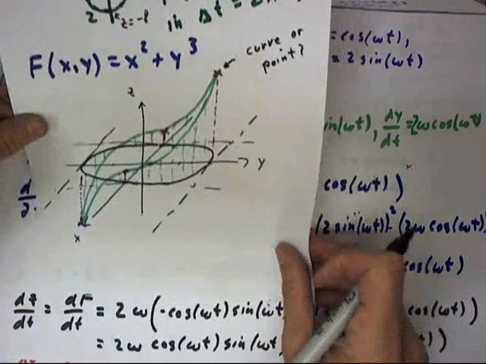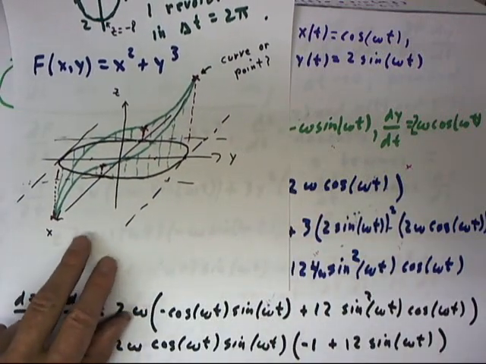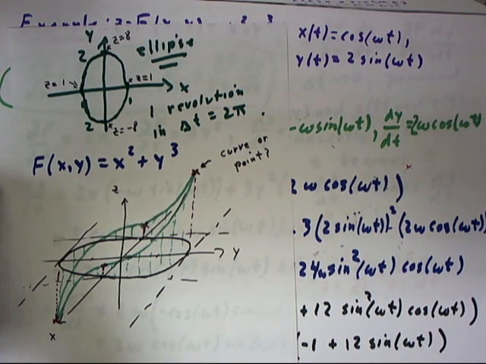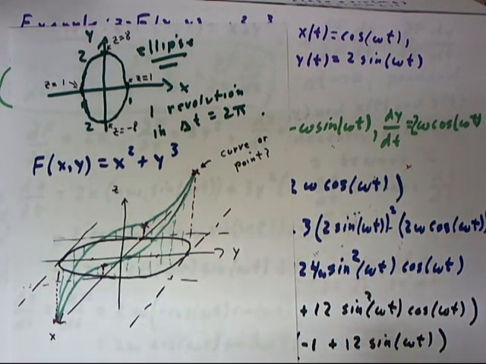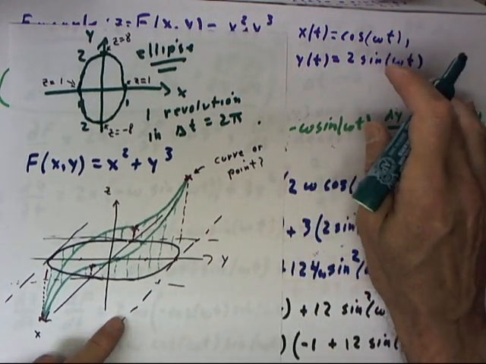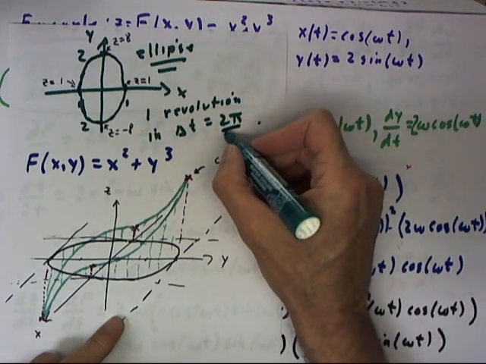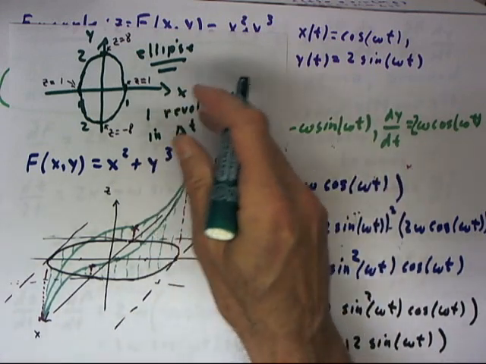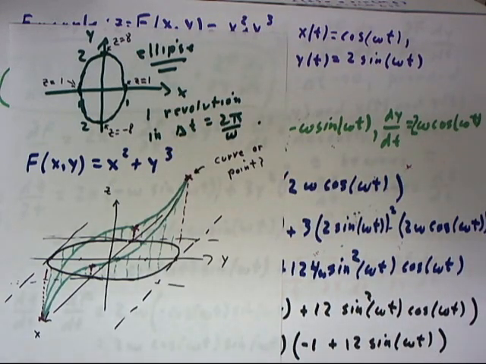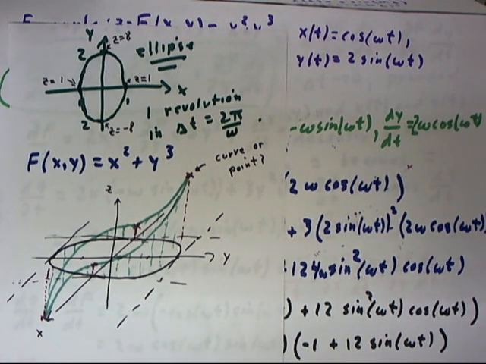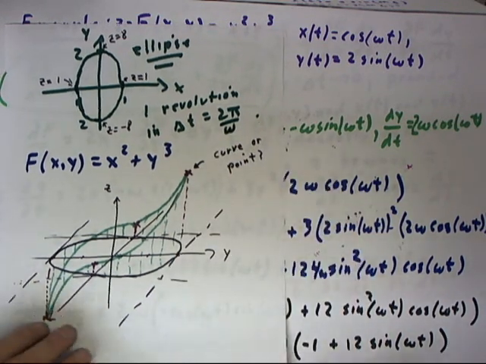The derivative function can tell us a little bit about what's going on here, and before I talk about that, let me correct an error from before. This is cosine of omega t and sine of omega t, so one revolution is 2 pi, and delta t equals 2 pi over omega, not just 2 pi. Again, that's something I expect you understand at this point, and hopefully you picked up on that before.